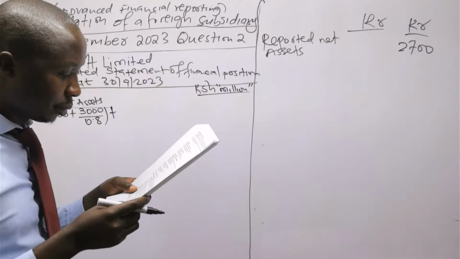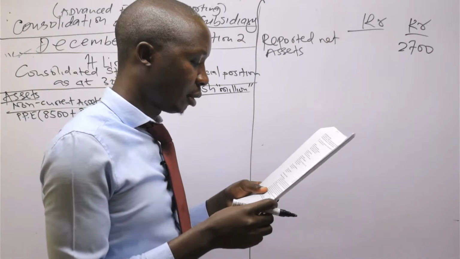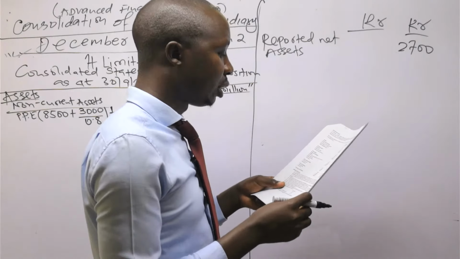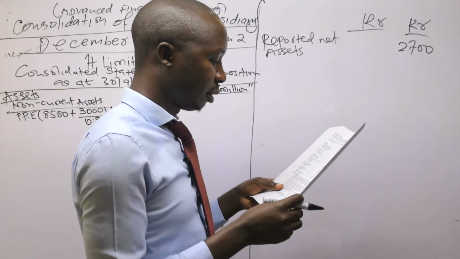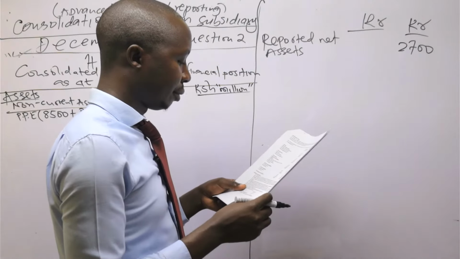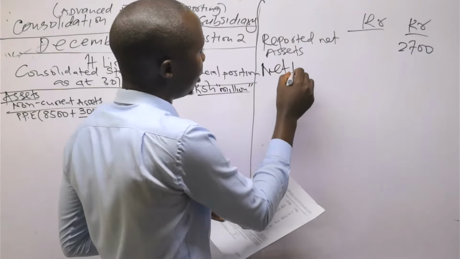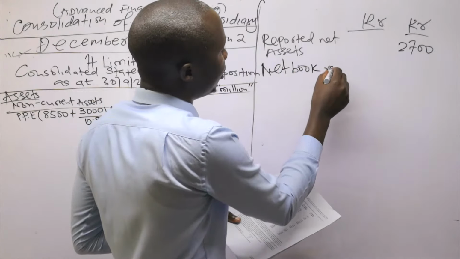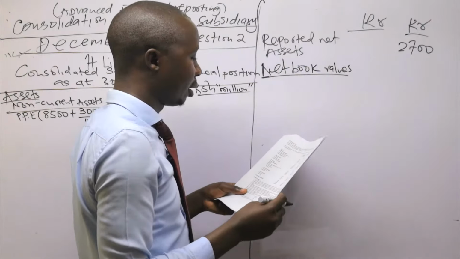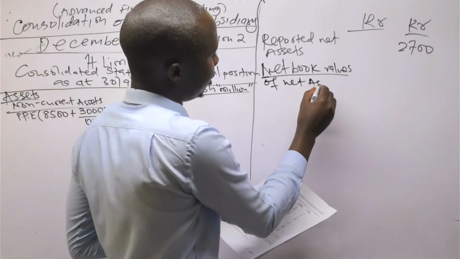2,700. They continued saying the excess of the fair value over the carrying values was due to increase in value of plants, whose remaining economic useful life approximated 5 years. So which difference is that? So we compare with the net book values of the net assets.